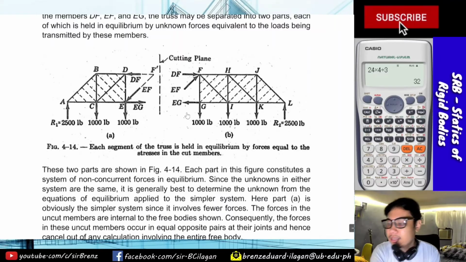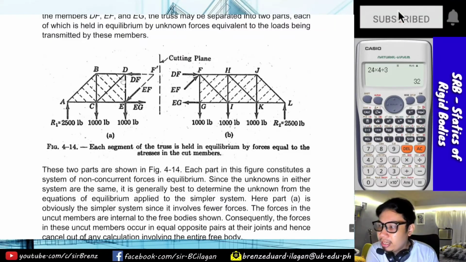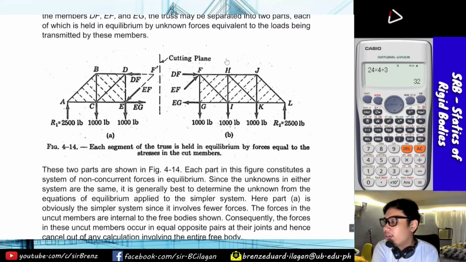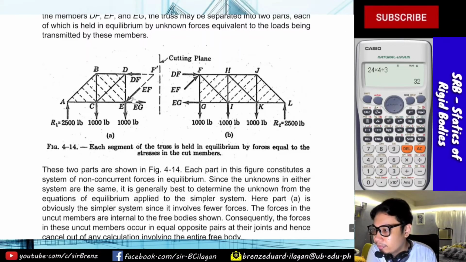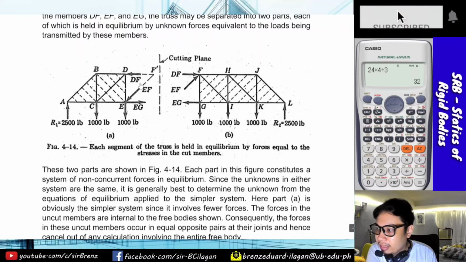Okay, guys. For example, ganito ulit. Ayan yung problem natin. So, how about naman if gusto mong isolve yung value ng EG? Okay? So, again, this is an example of non-concurrent force system. Bakit nasabing non-concurrent? Kasi hindi lahat sila is mag-meet sa common point. Itong DF and EF lang yung nag-meet. Itong EG, hindi siya tatagpo dito sa joint F.